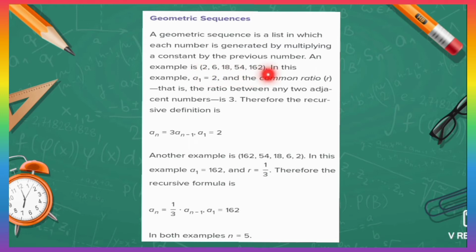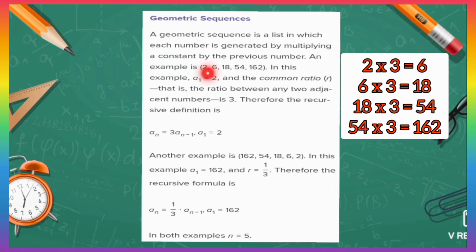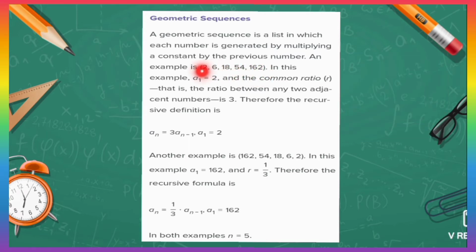So, kung makikita mo dito sa sequence na to, nag-multiply tayo ng 3. Kasi 2 times 3, the answer is 6. 6 times 3, the answer is 18. 18 times 3, the answer is 54. And 54 times 3, the answer is 162. Ibig sabihin, itong sequence na to ay geometric kasi nga nag-multiply tayo. Hindi tayo nag-add or nag-subtract.